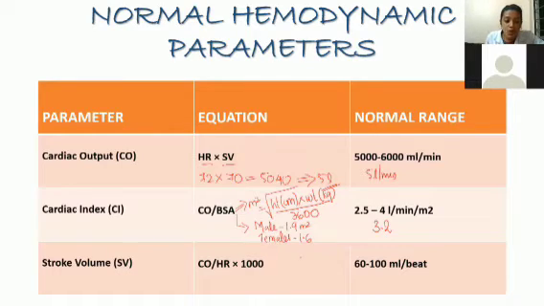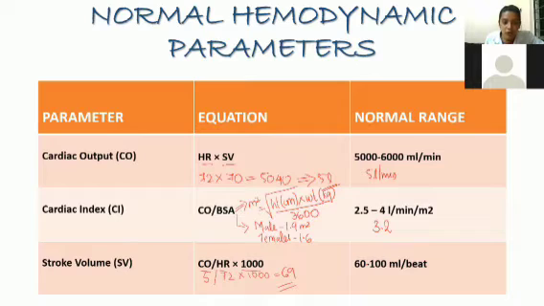Next one is stroke volume. Stroke volume is cardiac output divided by heart rate into 1000. Cardiac output we estimated like 5 liters, divided by 72, into 1000. How much will it be? Around 69. Now we can round it off to 70. So 70 is the average stroke volume.